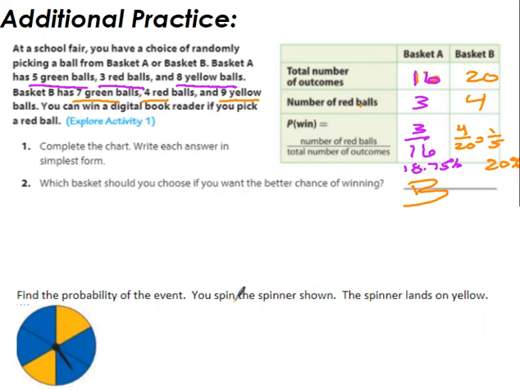Find the probability of the event. You spin the spinner shown, the spinner lands on yellow. So what is the probability of landing on yellow? Well, there's 1, 2, 3, 4, 5, 6 sections total. 2 yellow, so 2 out of 6. So you have a 1/3 chance of landing on yellow.